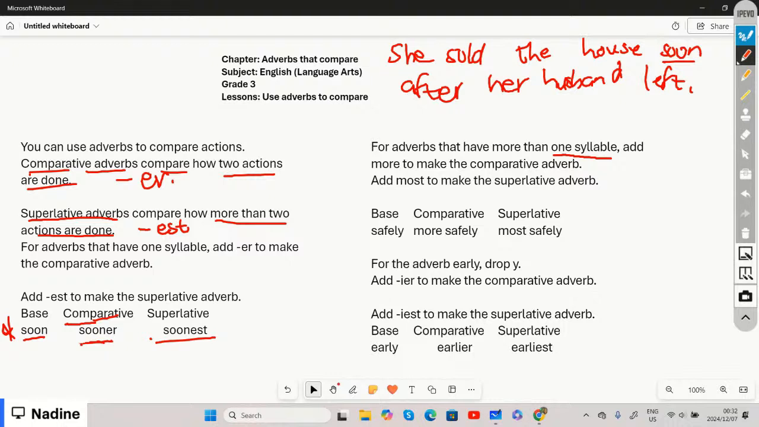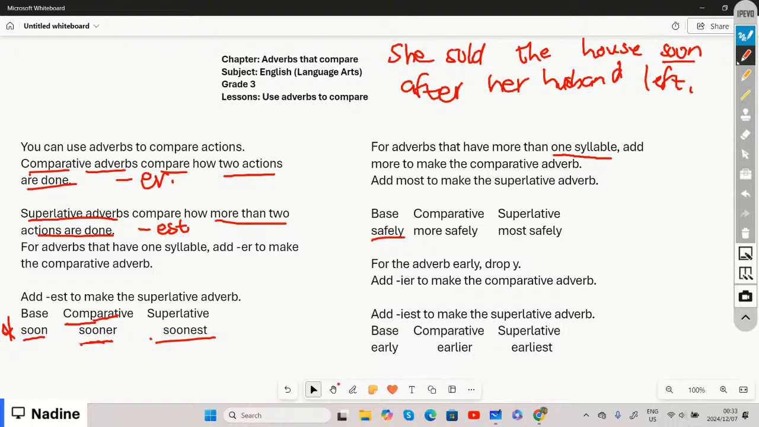All right. So let's say, for example, we are now saying how an action is being done. So I got home safely. So safely is our adverb. Remember, that is our base word. It's the adverb that you use when you are writing a sentence. Safely. I got home safely.